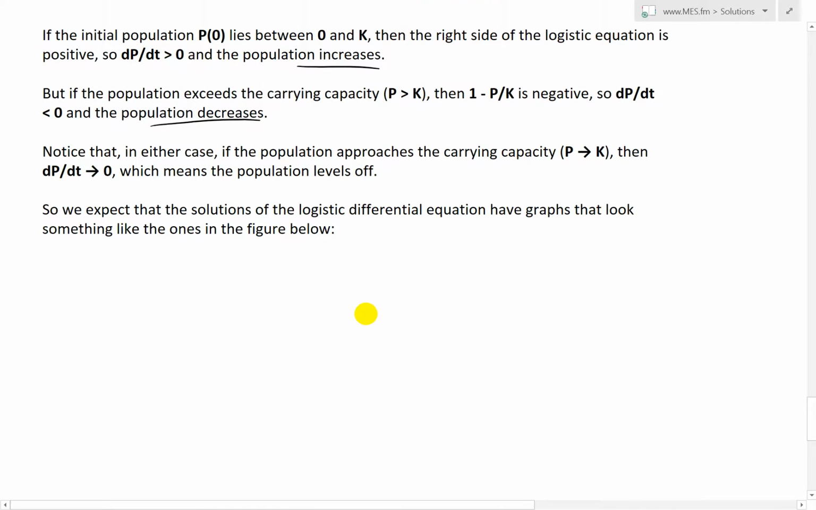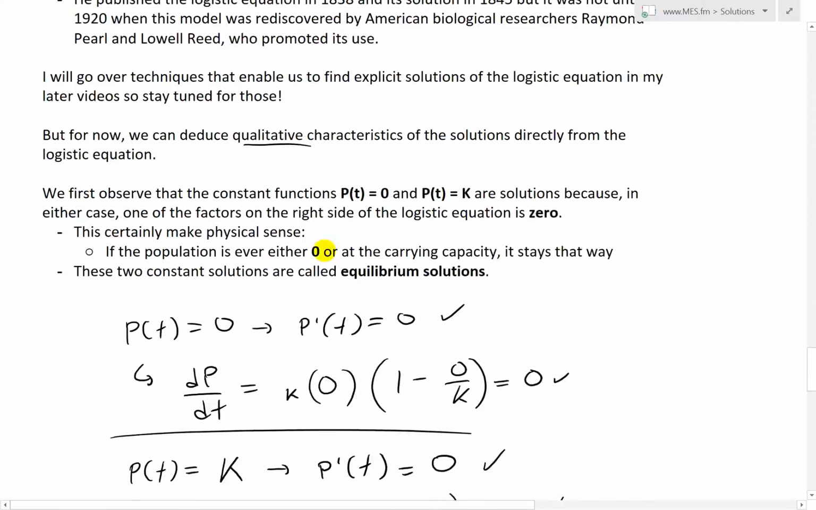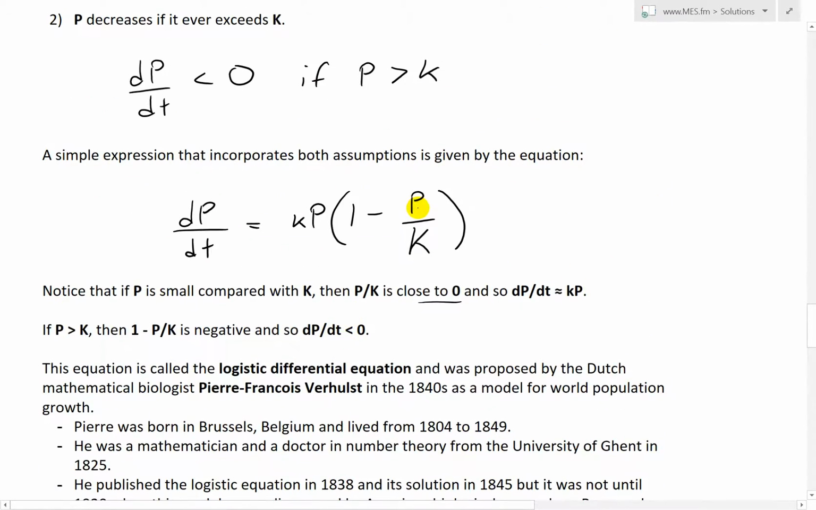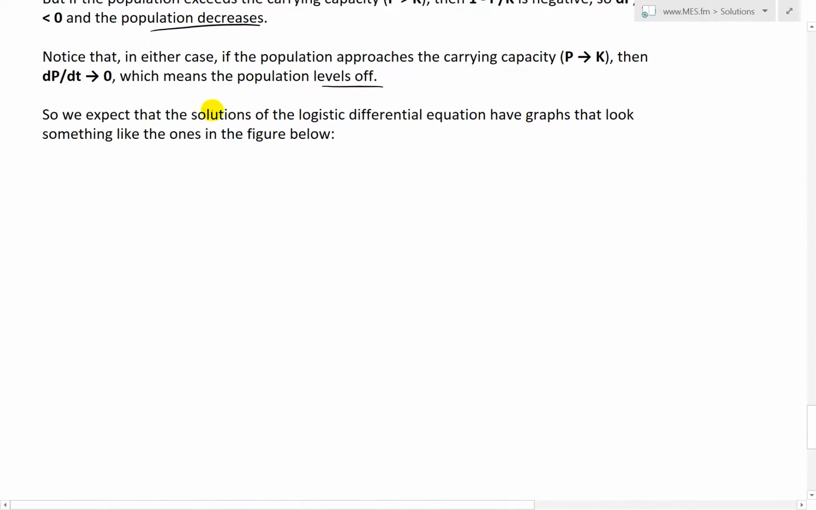But notice that in either case, if the population approaches the carrying capacity, as P is approaching k, then dP over dt approaches 0, which means the population levels off. So initially it's exponential, and then it levels off, because as you get closer and closer to k, P over k gets closer and closer to 1, and 1 minus 1 is approaching 0.